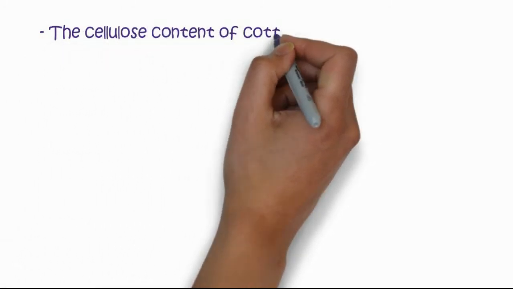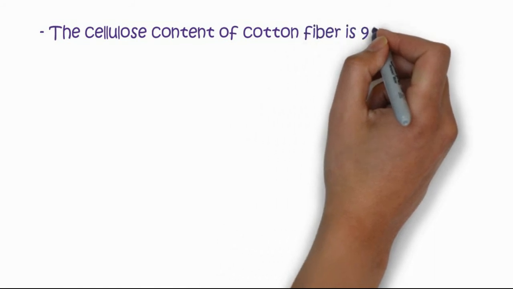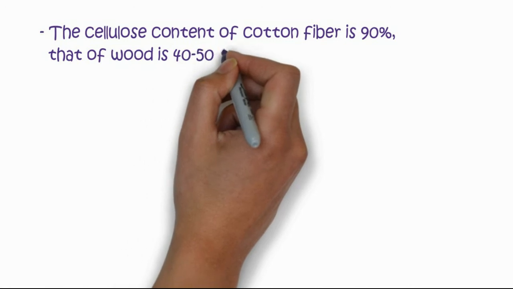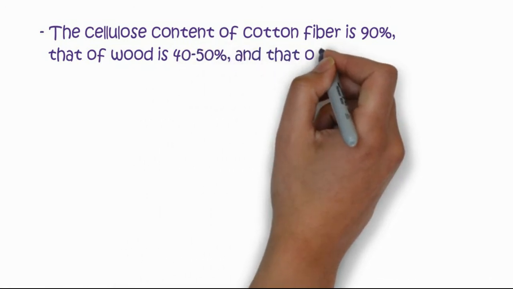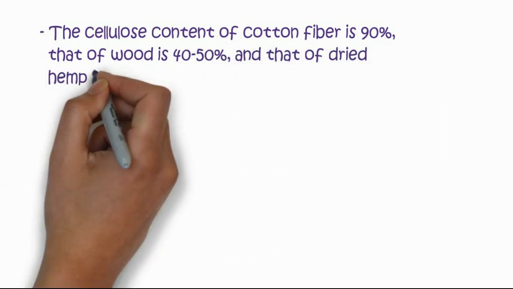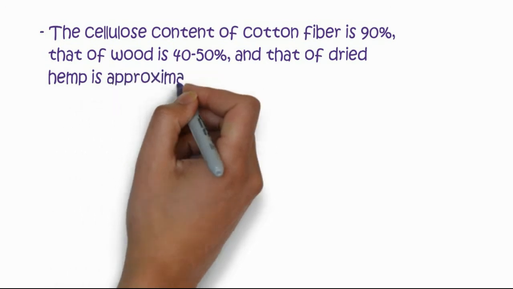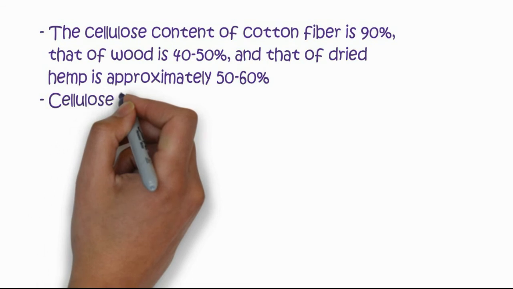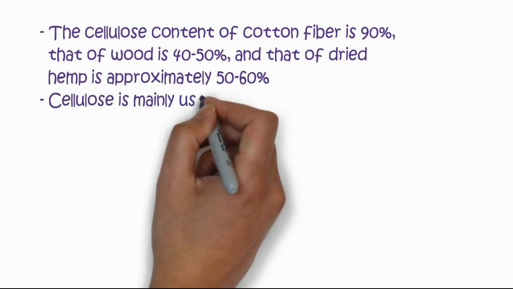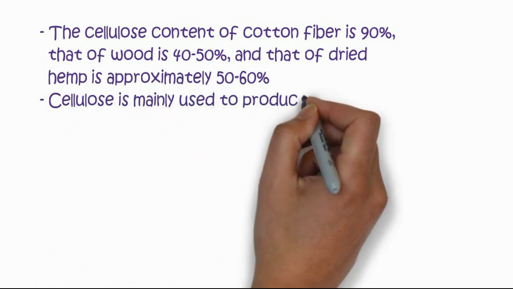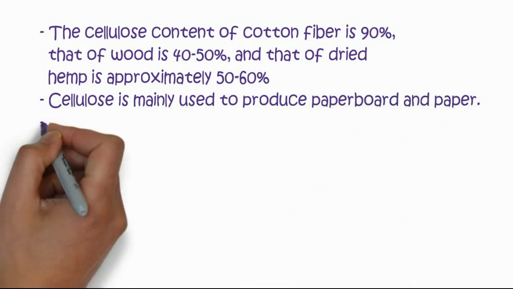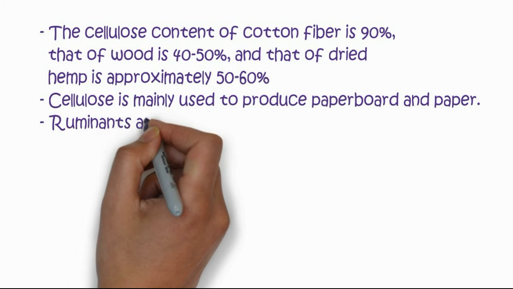Now some properties. The cellulose content in cotton fiber is very high, about 90%. In wood it is 40 to 50%, and in dry hemp it is approximately 50 to 60%. Cellulose is mainly used to produce paperboard and paper.